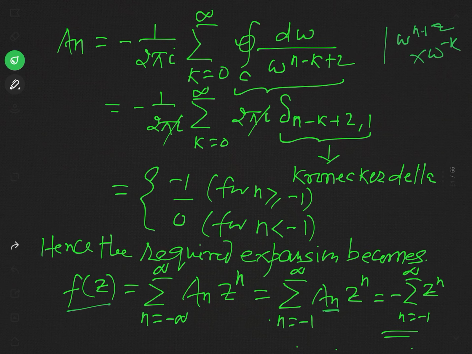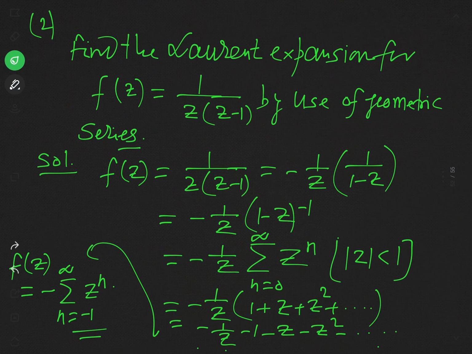and this problem has been solved by evaluating the coefficient a_n by the direct use of the Laurent series. Now let us see the second example. The problem is the same, but we have to follow another method. Here it is mentioned that you have to find the expansion of this f of z in Laurent expansion, but by use of geometric series, not by the direct evaluation of a_n. Directly we use geometric series and find the expansion of this function f of z.